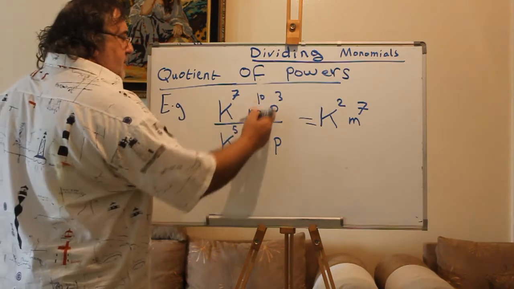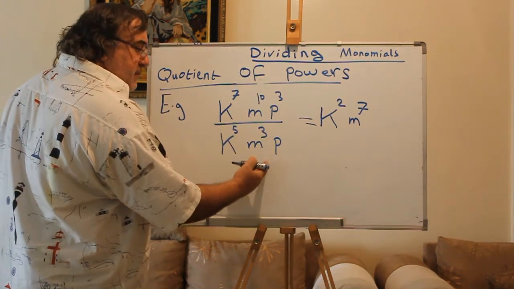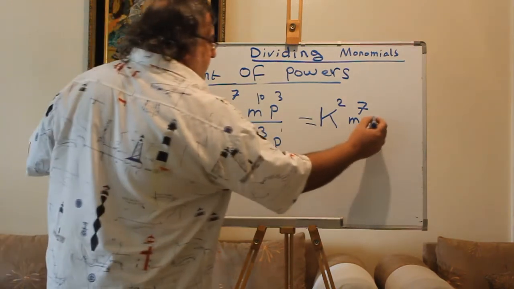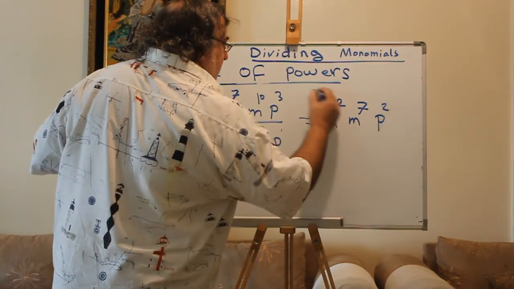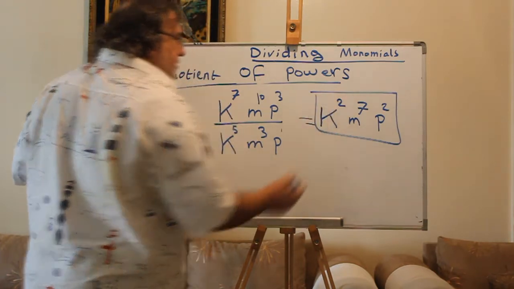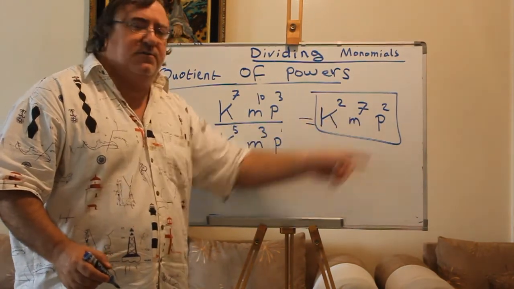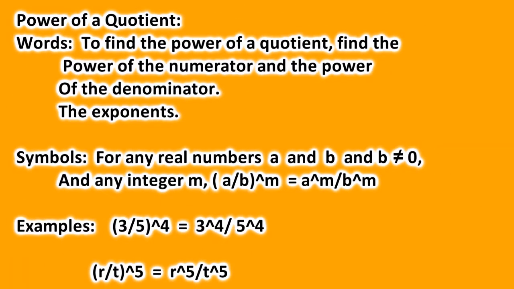Now, p to power 3 over p. Normal p, we know that it is normally p to power 1. So 3 minus 1, p to power 2. And that will be the final answer, the quotient of this division: k squared m to power 7 p squared.